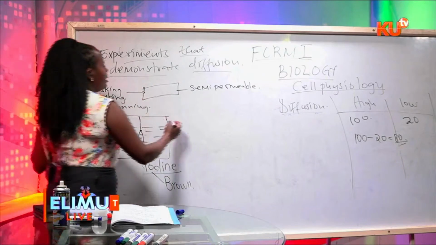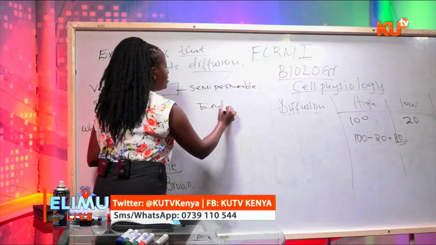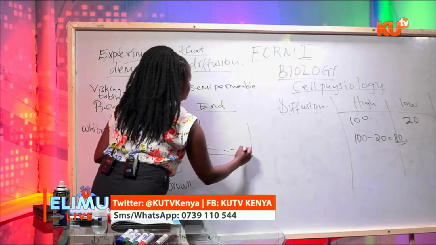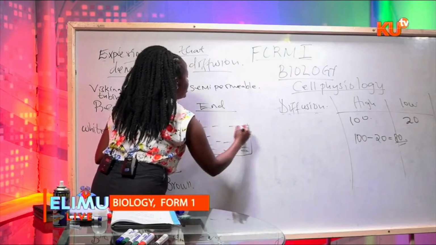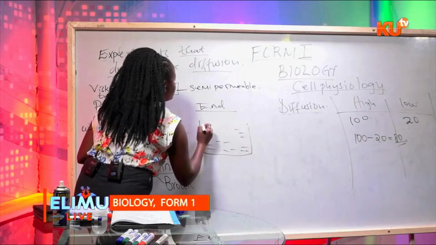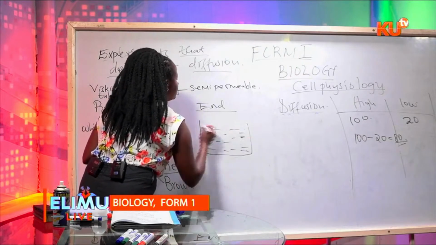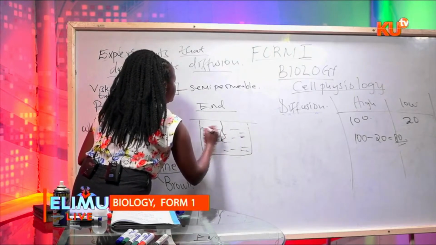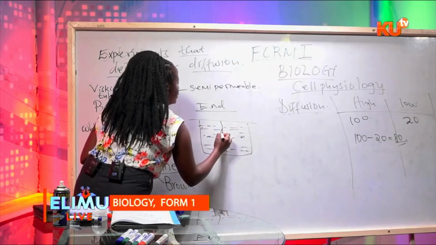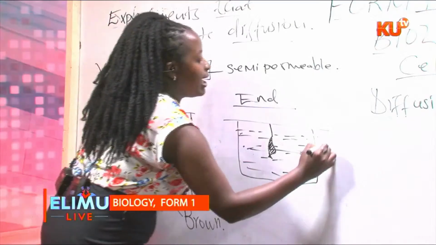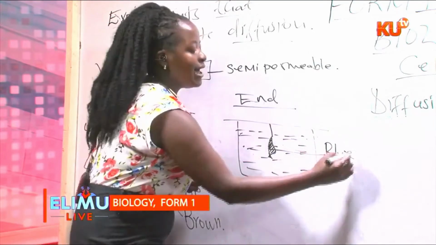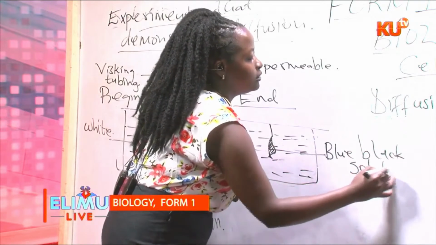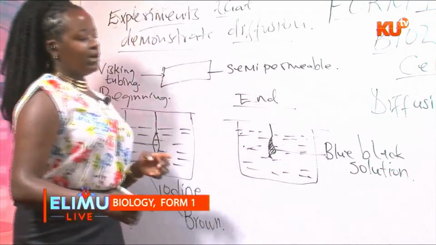But after 20 minutes, that is at the end of the experiment, the starch solution will have turned from white and it will have formed a blue-black solution. So this is the same beaker, and this is the starch solution, and it will have formed a blue-black solution.